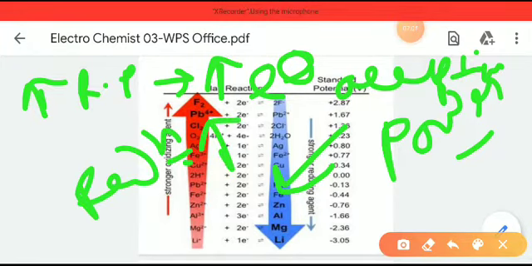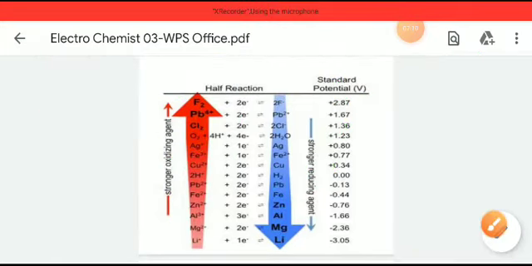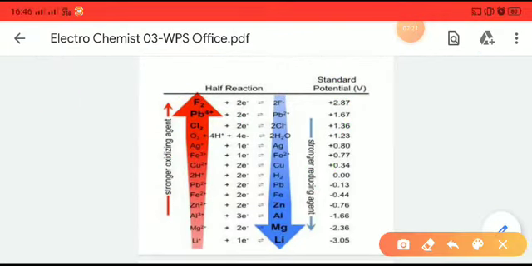Okay, so if any element has a higher standard electrode potential value, then it will be easily reduced. If it gets easily reduced, then it will act as an oxidizing agent. Okay, remember what is an oxidizing agent?